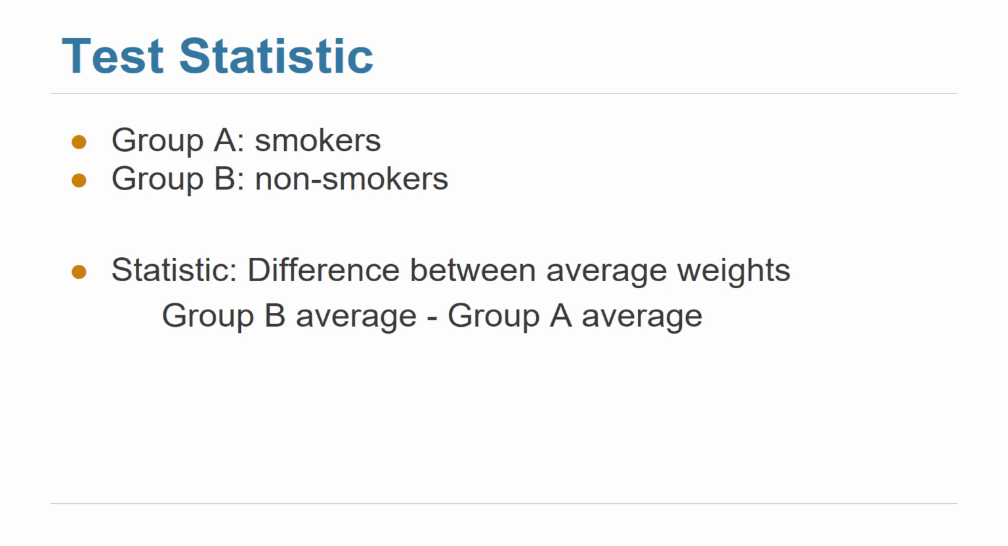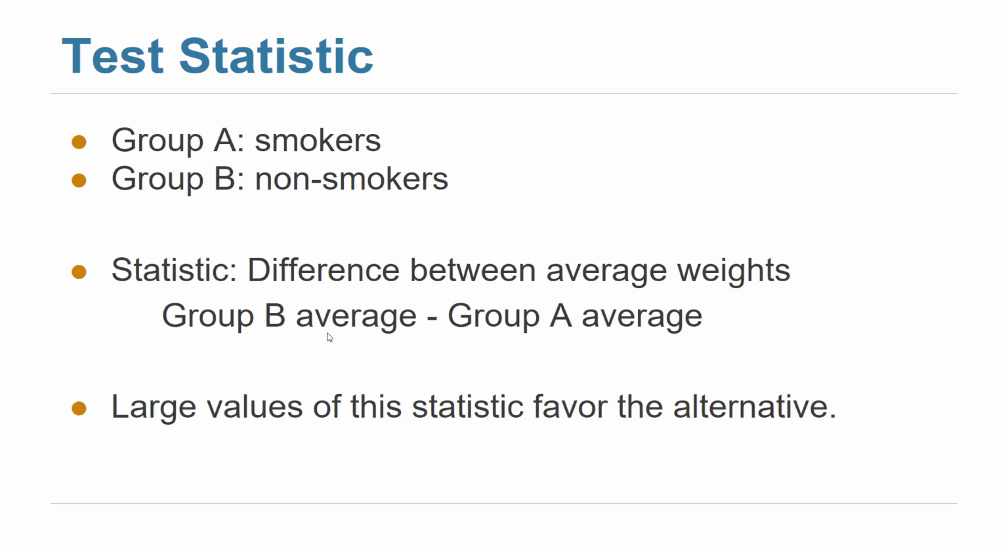Now, if we got large values from that statistic, what does that mean? A large value means that the average of babies from smokers is less than the average from non-smokers, or in other words, the average of babies from smoking mothers is much less than the average of non-smokers. So large values here mean the alternative. The large values of the statistic favor the alternative.